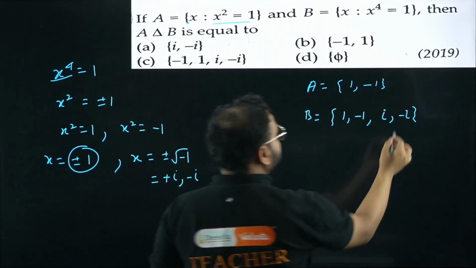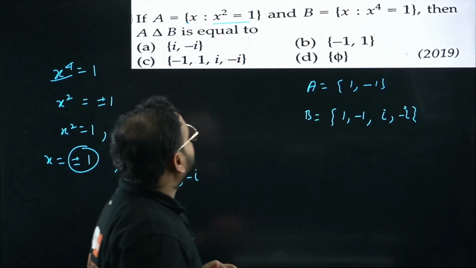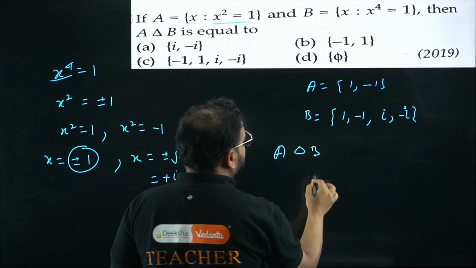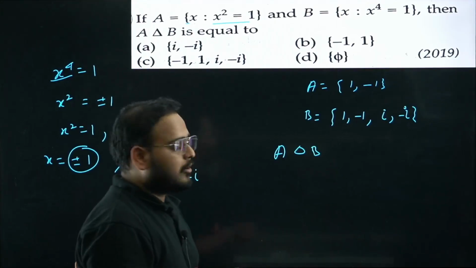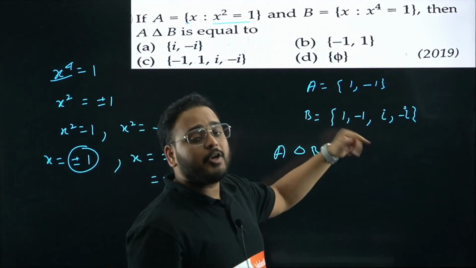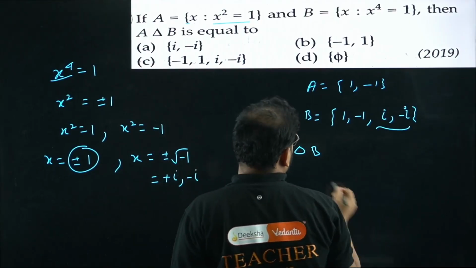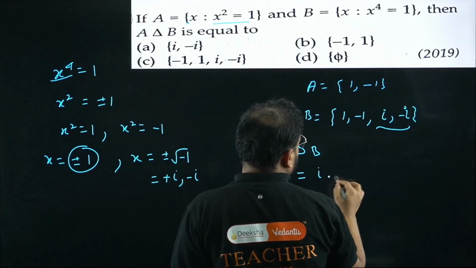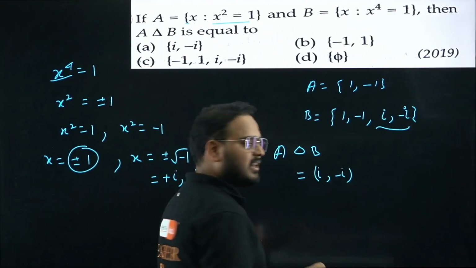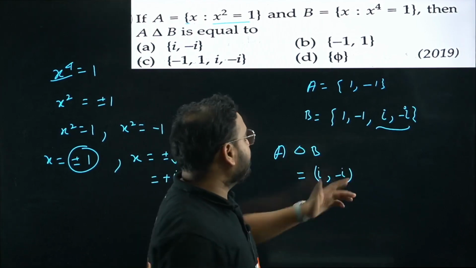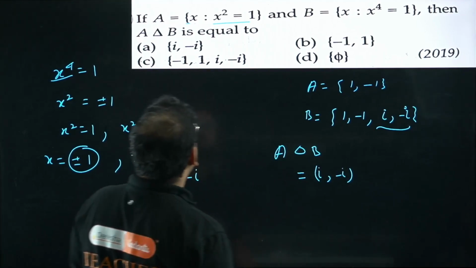Now what are they asking? Please check. We'll look at the question now. A delta B. What does it mean? Symmetric difference. What does it mean? Part of A or B but not both. What is the answer? Simply I, comma, minus I. Difference based question. Part of A or B but not both. Answer will be option A.